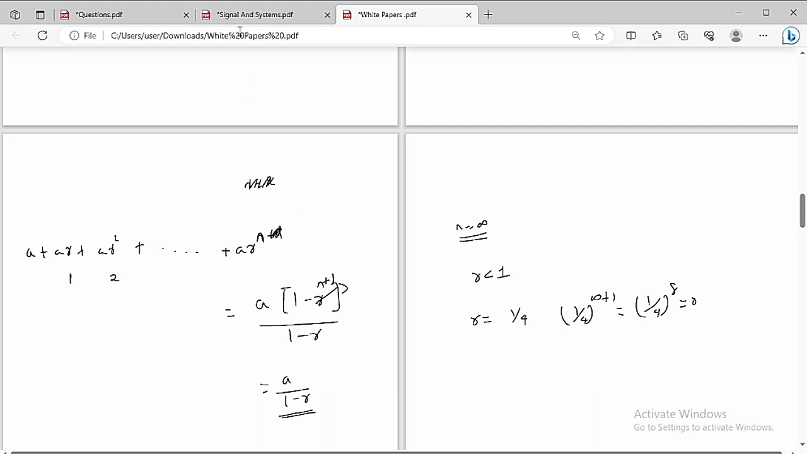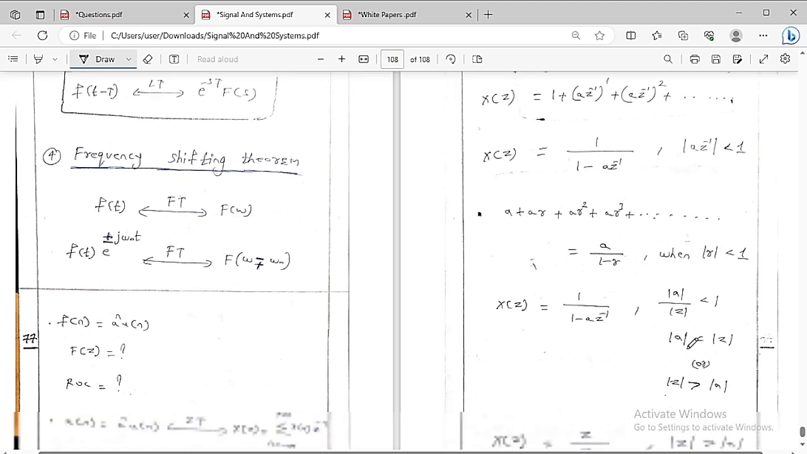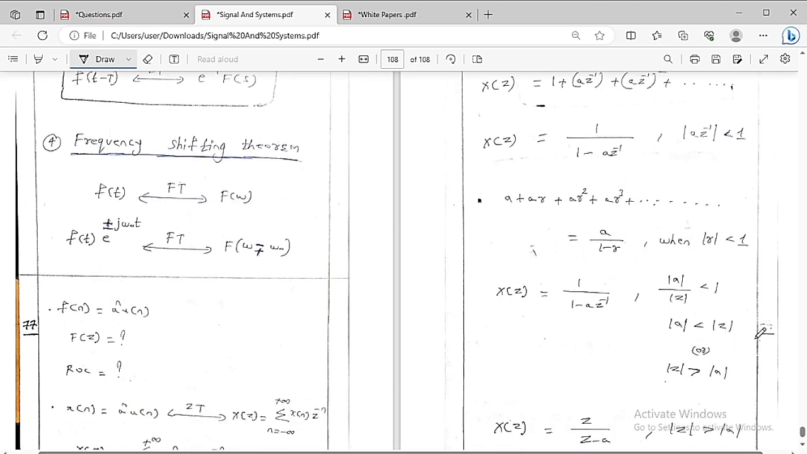So by this formula, now we are going to solve this one. This series converges to A by 1 minus R, where A is equal to 1 and R is equal to A to the power of minus 1. So 1 by 1 minus A to the power of minus 1, and the magnitude of R is less than 1, which is the magnitude of A to the power of minus 1 less than 1. If you simplify, what you are going to get is mod A by mod Z less than 1, means mod A less than mod Z, or in reverse fashion mod Z greater than mod A.